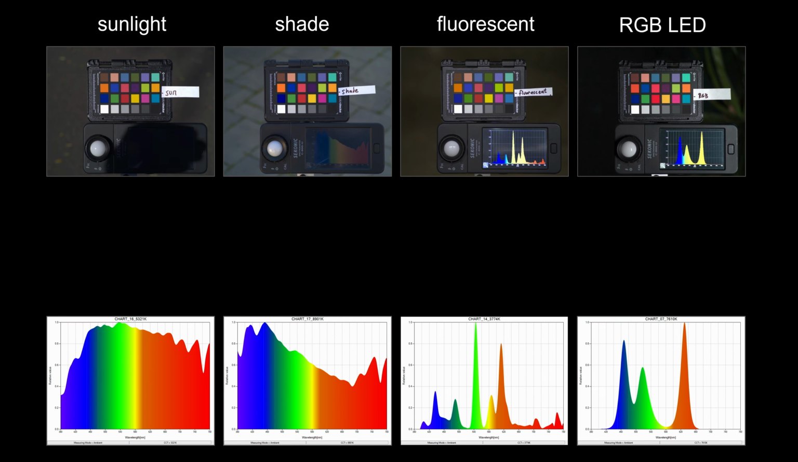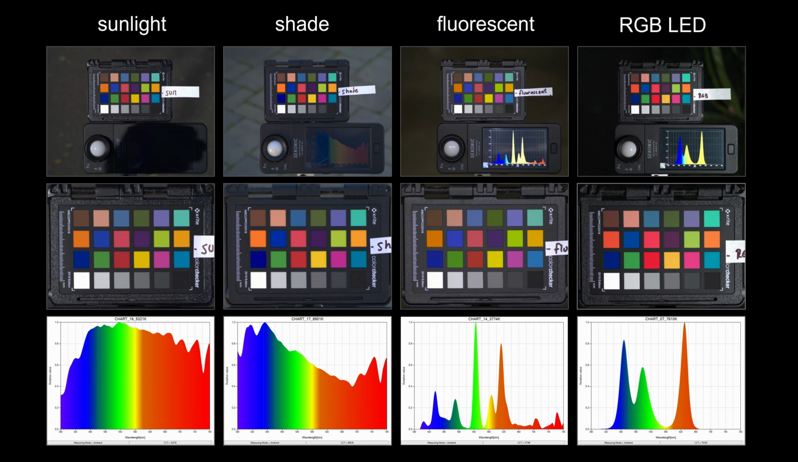Now, if we zoom in and look at these closely, we can see that the sunlight, the shade, and the fluorescent color rendition for these three charts all look pretty similar. But now if we look at the RGB LED, I'll point out that the oranges here appear far more red, the red square appears far brighter, and the skin tone squares appear much more pink. So this was consistent with what we saw of those images of Paul we captured with the iPhone.